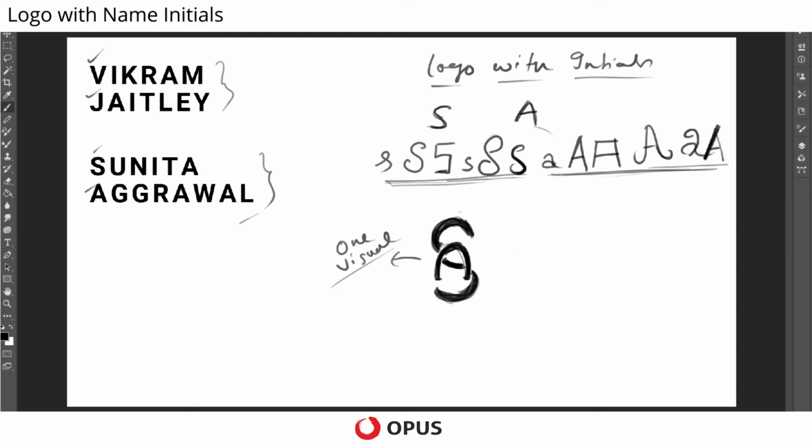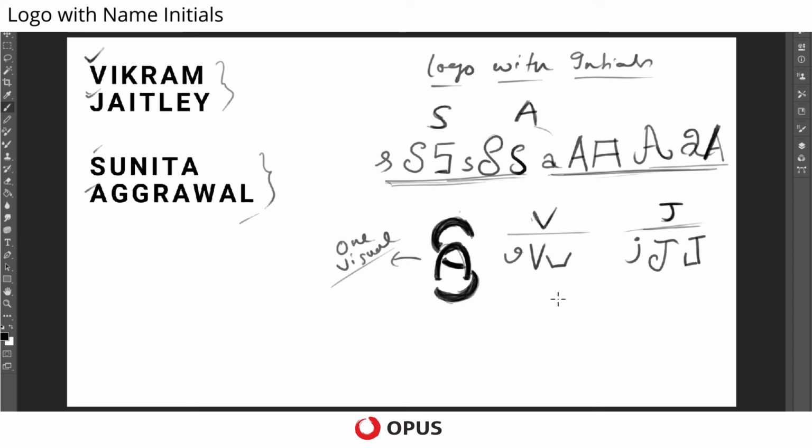Now if I take the letters V and J, it is the same approach. Suppose you take the letter V, and take the letter J, and see what kind of visual exploration can be created. You can write in various ways possible. For the J also you can think of various other forms, various ways of writing J, and out of that a visual might emerge in your mind, which can work as a logo in itself.